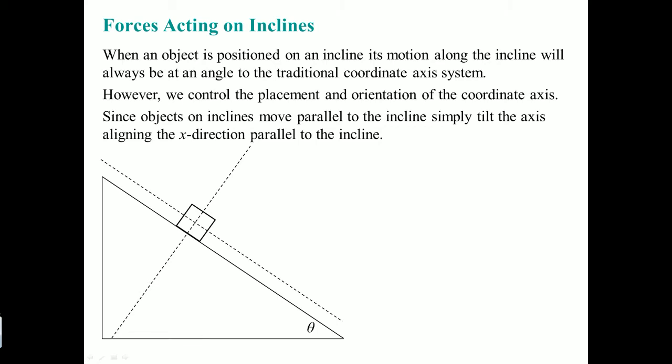So here we see this as the y-axis. Then we see down the ramp as the x-axis, with the y-axis perpendicular to the ramp. That's why they say, since an object on the incline moves parallel to the incline, simply tilt the axes so the x-axis is parallel to the incline. So you see how this is parallel to the incline? So this is parallel to this. Okay?